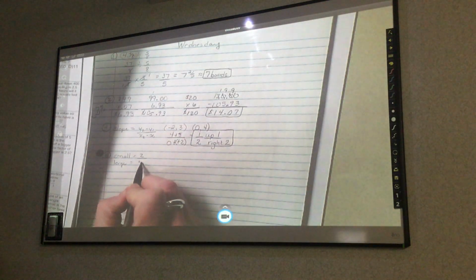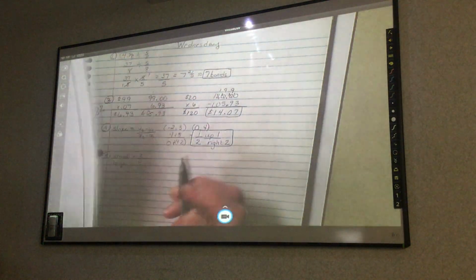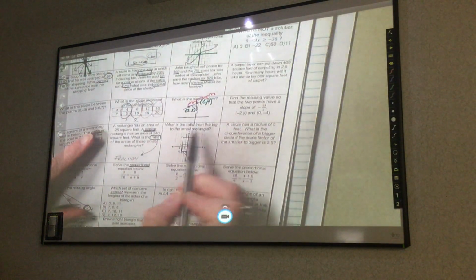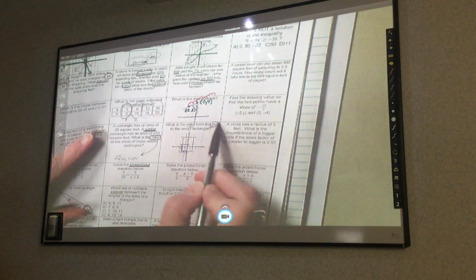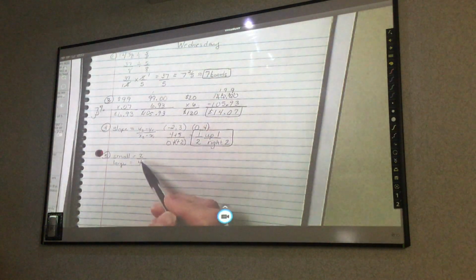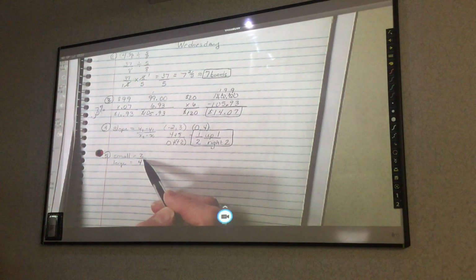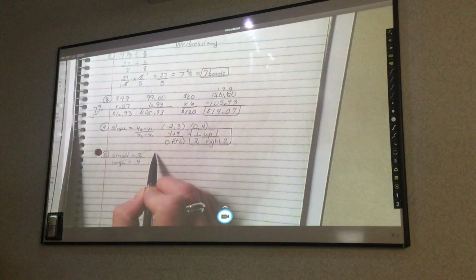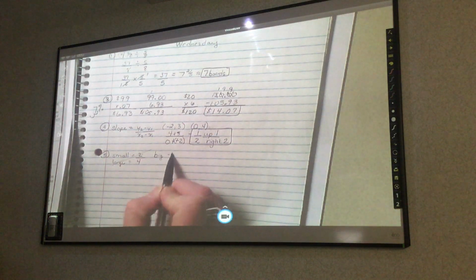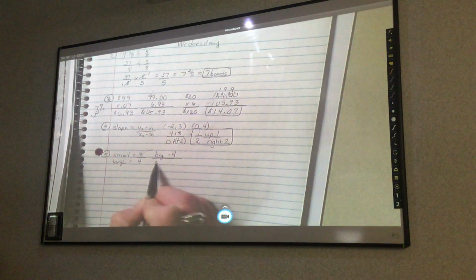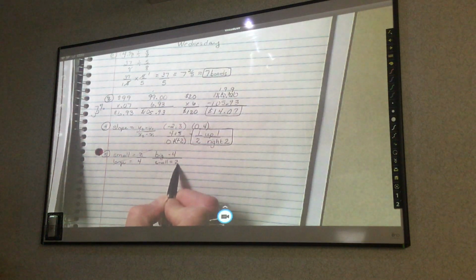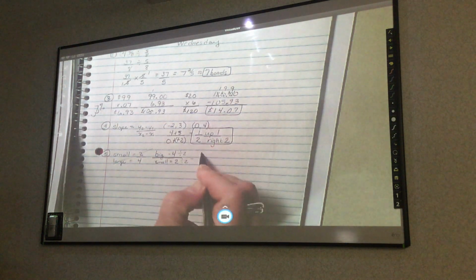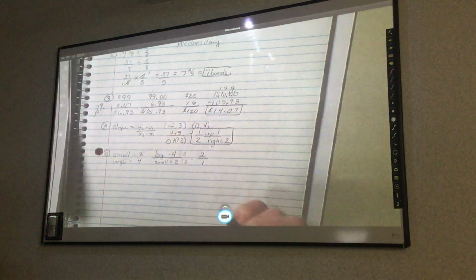4, right? But it says the ratio needs to be from big to small. So should I have it in this direction? It said big to small, so big needs to actually be on top. Big is 4, small is 2. Then I'm going to reduce it because it's a fraction, and I get 2 over 1.